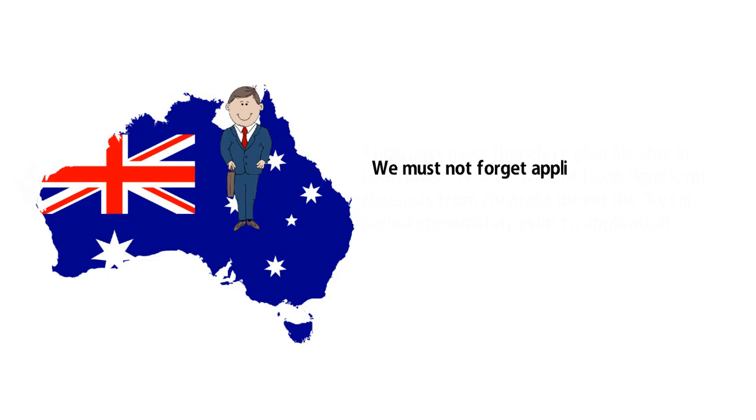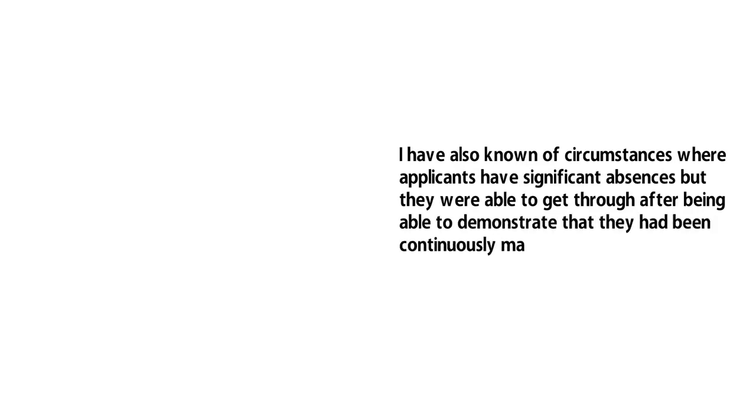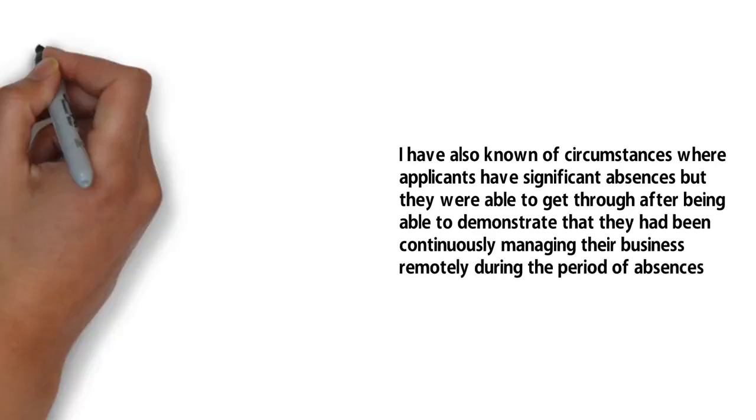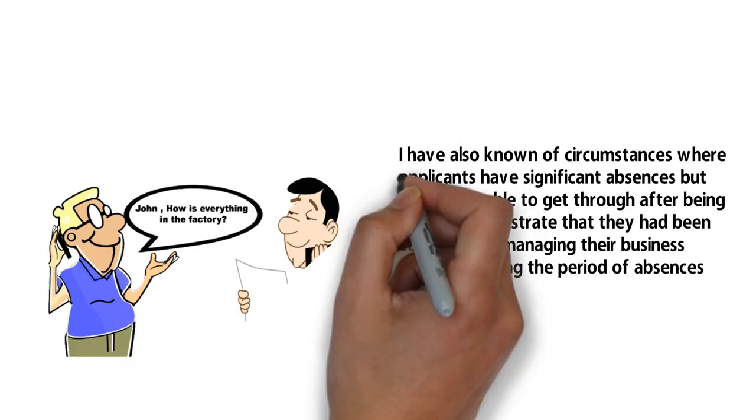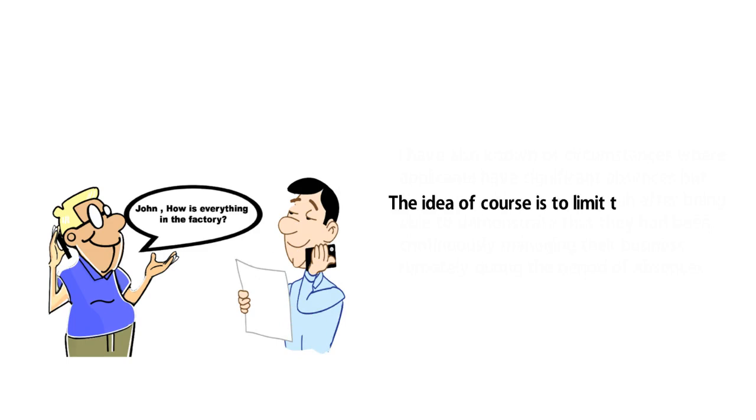We must not forget applicants are given 4 years to prepare for the application, and they have to meet the various requirements during the 2-year period before application. I have also known of circumstances where applicants have significant absences, but they were able to get through after being able to demonstrate that they had been continuously managing their business remotely during the period of absences. The idea, of course, is to limit the frequency and the duration of absences.